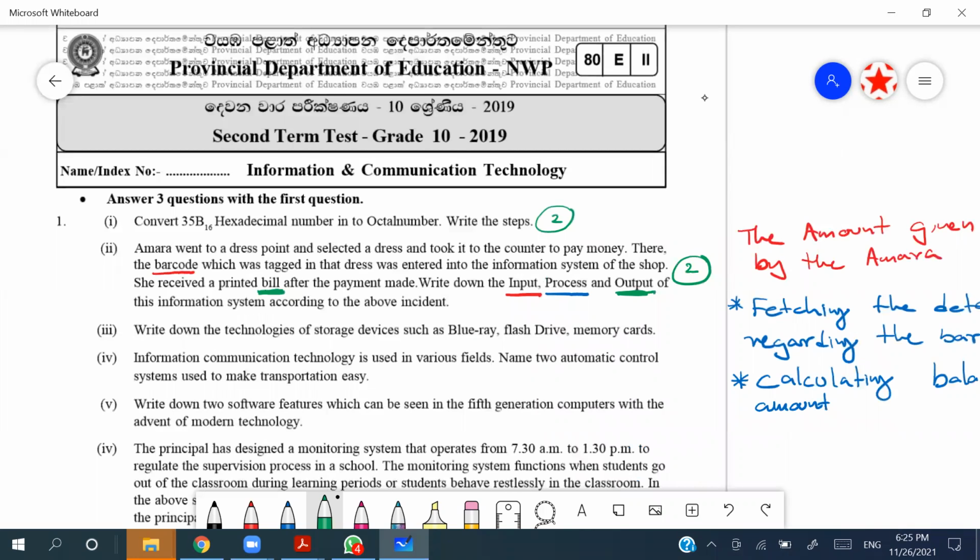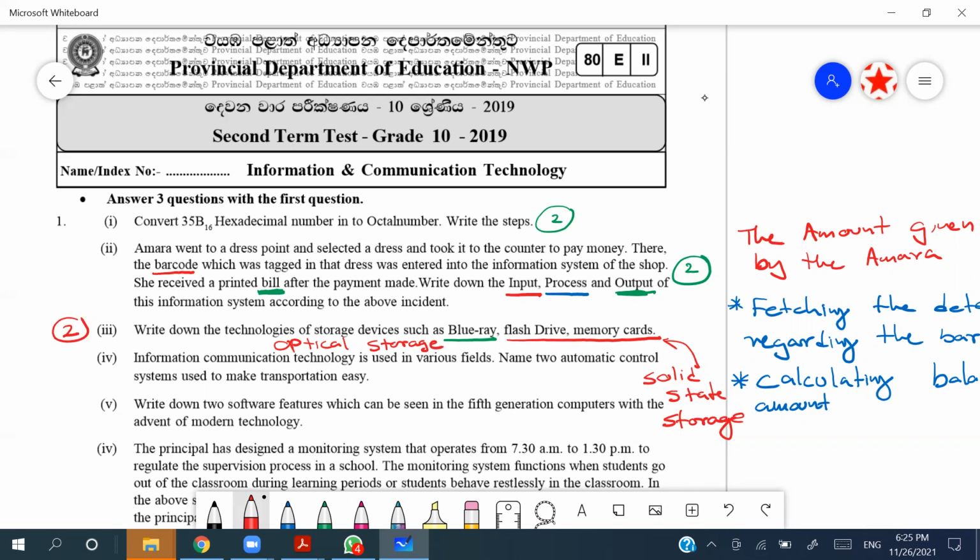The third one says, write down the technologies of storage devices such as Blu-ray, flash drive, and memory cards. So Blu-ray, what is it? Optical storage. Flash drive and memory cards, solid state storage. And that is going to be the answer for the third one. If everything is correct, 2 marks. If you are incorrect with just one thing, that means 2 are correct, then it's going to be 1 mark. Anything less than that, you are not going to have any marks.